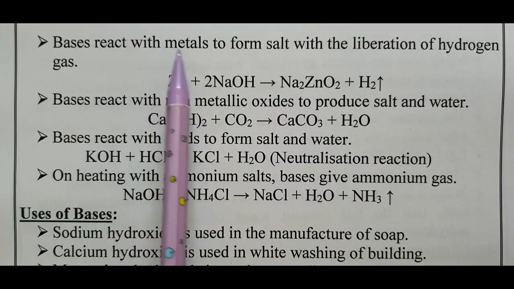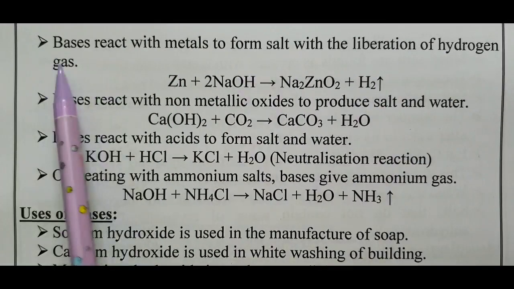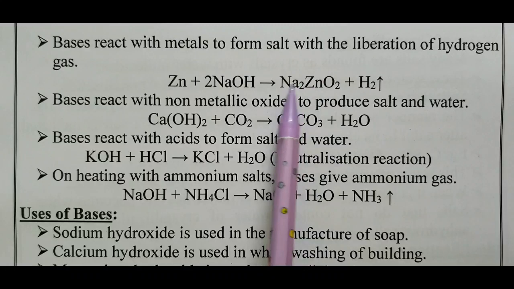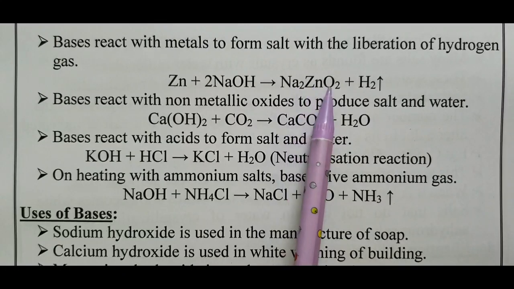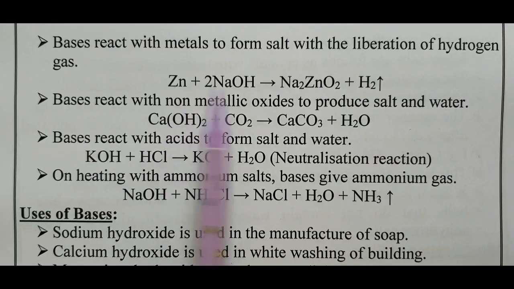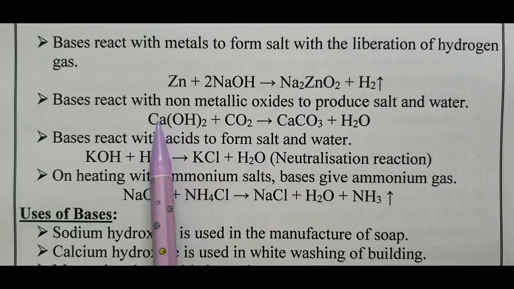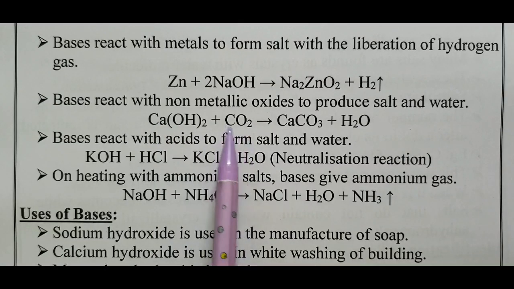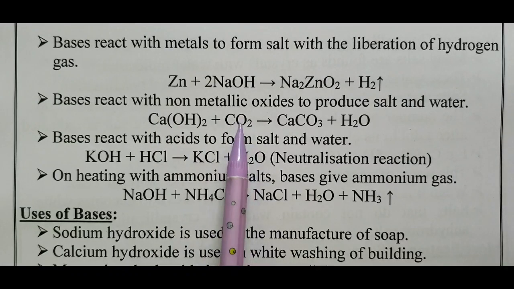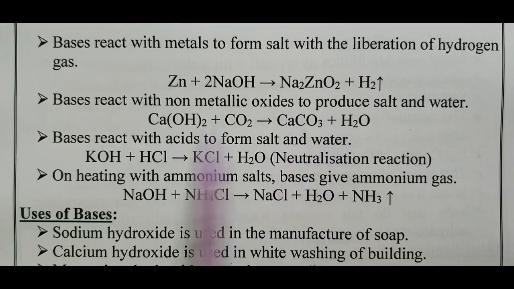Bases react with metals to form salt with the liberation of hydrogen gas, for example sodium zincate, Na2ZnO2, plus liberation of H2. Bases react with non-metallic oxides to produce salt and water. Calcium hydroxide is a base, carbon dioxide is an acidic oxide. When an acid reacts with the base, it gives a salt and water, calcium carbonate and water.